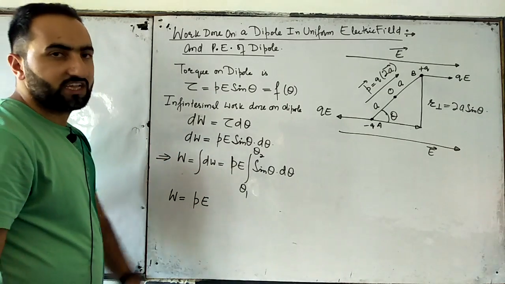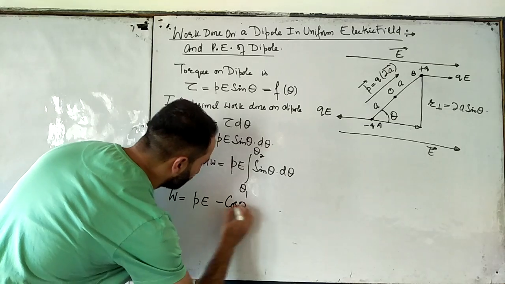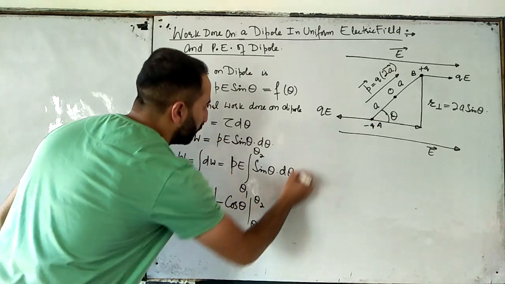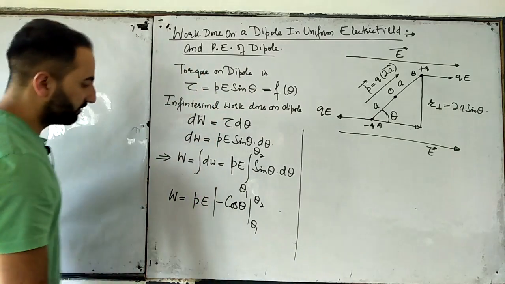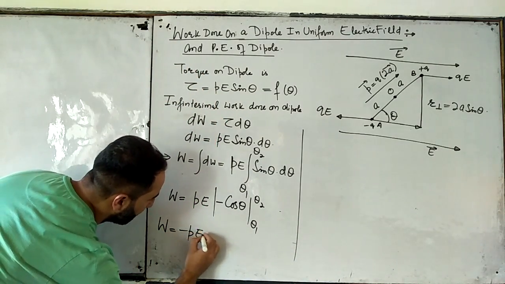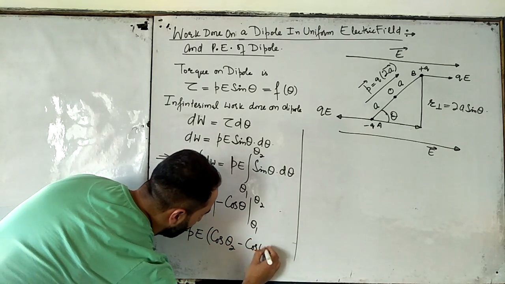What is the integration of sin theta? That's minus cos theta. The differentiation of sin theta is cos, so the integration is minus cos theta, with limits of integration from theta 1 to theta 2. Now upper limit minus lower limit, so W is equal to minus PE, then upper limit cos theta 2 minus lower limit cos theta 1.